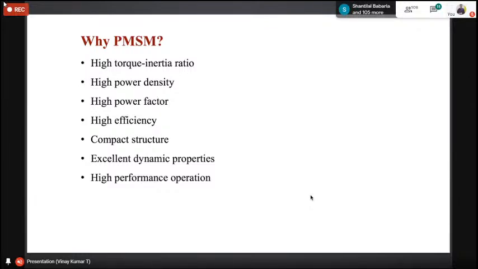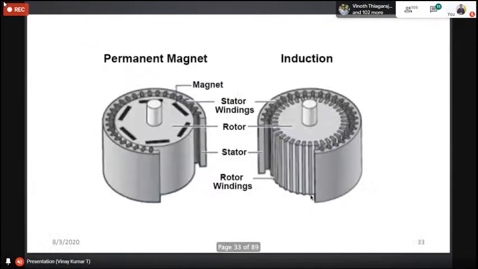Efficiency of the PMSM is also more. Reason is no winding on the rotor side, so no copper losses; no teeth on the rotor side, so no mechanical stress, mechanical losses are also less, and automatically the resultant efficiency will improve. Another special feature is very compact size, excellent dynamic property, high performance operation. These are all the features of PMSM. Because of these features, day to day the applications of PMSM are increasing in practical conditions.